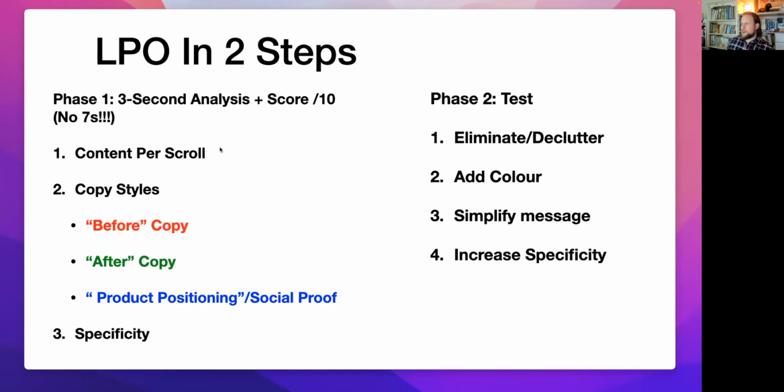So let's review what we've done here. By reducing the amount of content per scroll, we've made it easier for people to consume the message and understand exactly what it is that you're trying to communicate to them.